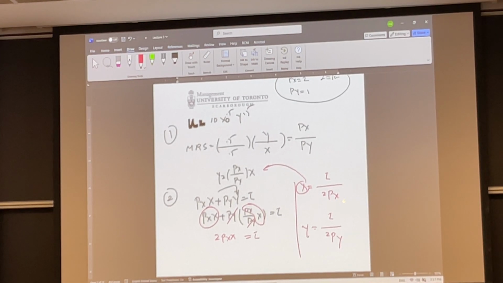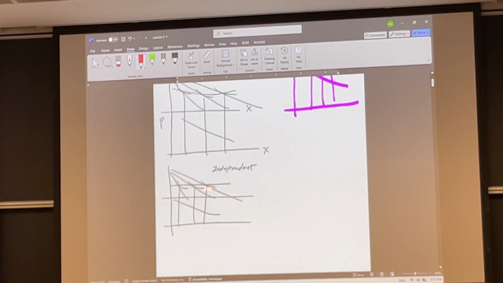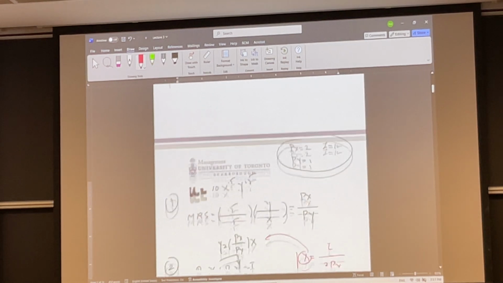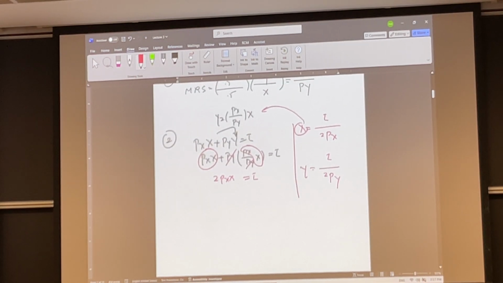What's the relation between price of Y and demand for X? If the price of Y goes up, what happens to demand for X? Nothing. Because X and Y are independent. PCC will be straight line. When you change price of Y, nothing happens to X. When you change price of X, nothing happens to Y. X and Y are independent. In fact, Cobb-Douglas is the only function that gives you independent goods. Right? Make sense? Okay.